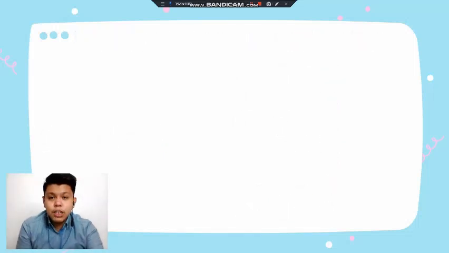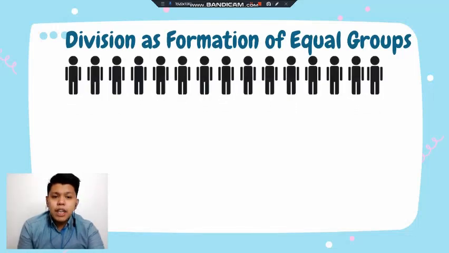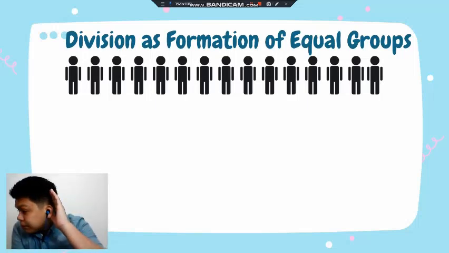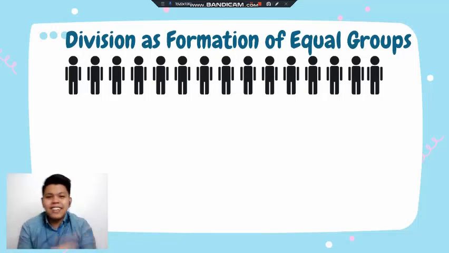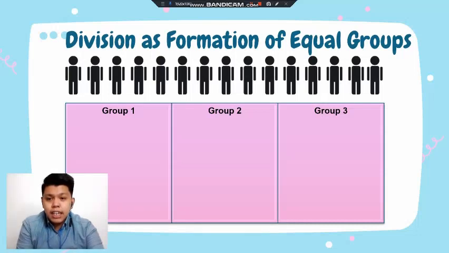And the last one is division as formation of equal groups. So I have here how many persons? How many? Right. There are 15 persons. Now I decided to group them into three groups. How many members will each group have? So exactly, you can group them like this.